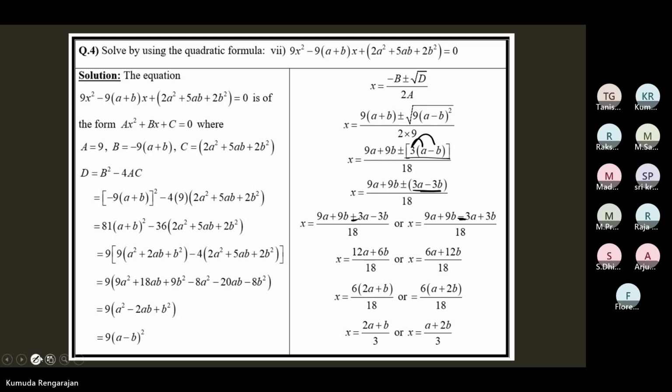And yeah. 12 and 6, 6 is common. And then you can simplify, 6 ones are 6, 6 threes are 18. And finally, we get the values of x.